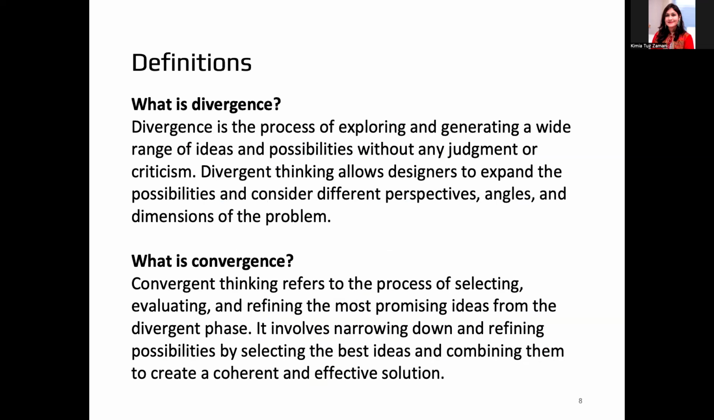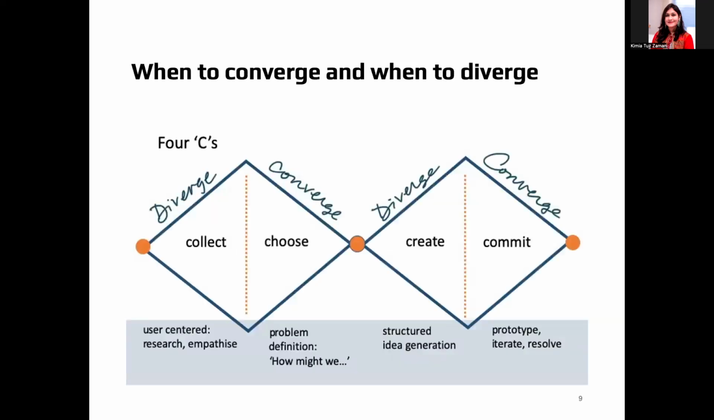Next, here are the quick definitions of divergence and convergence. Thinking back to the double diamond process typical for a design thinking workshop, we clearly see diverging and converging territories. Divergence is in collecting ideas and information about a challenge and creating ideas for a solution. Convergence is in choosing which challenge to work on and committing to a solution through prototyping or storyboarding.